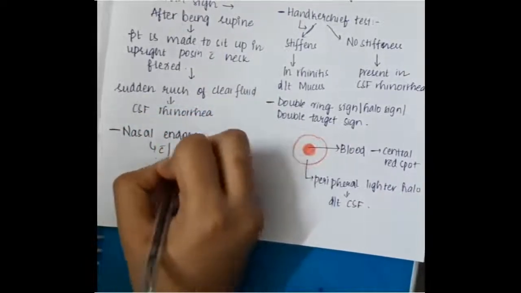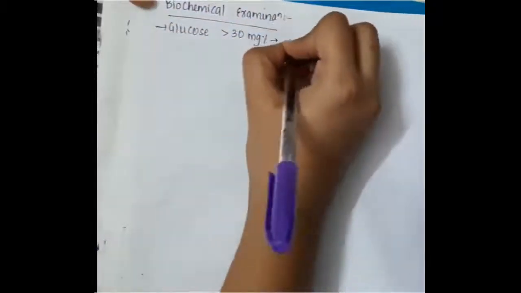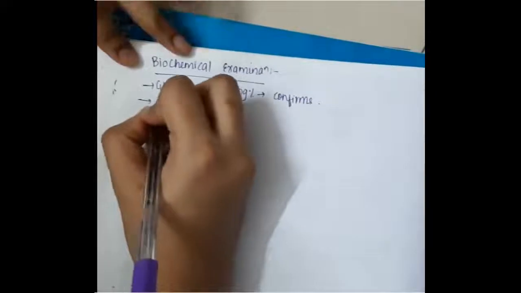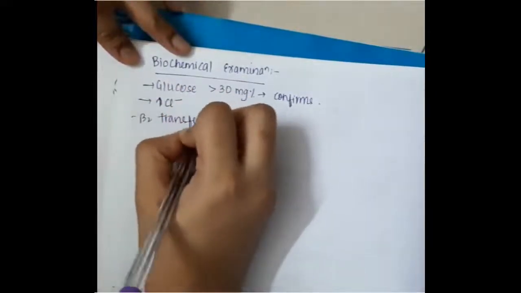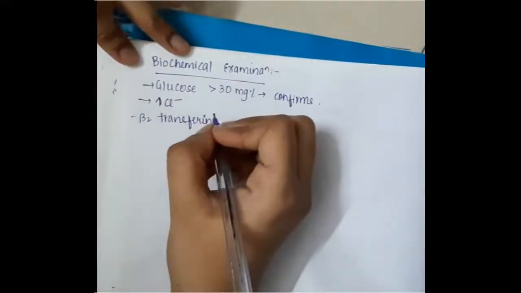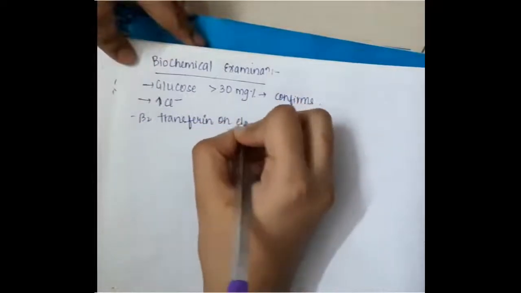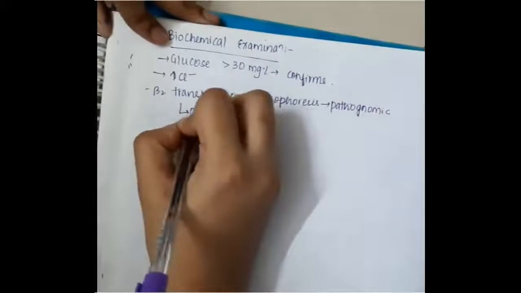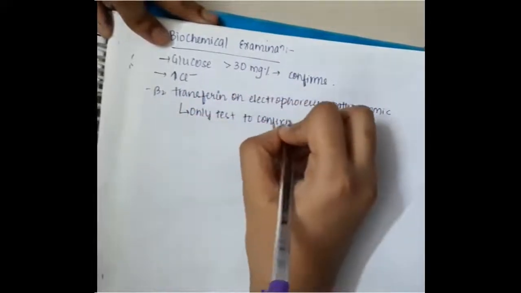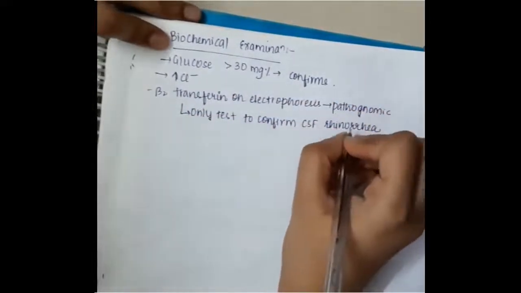One more diagnostic feature is nasal endoscopy with fluorescein dye. Then on biochemical examination, glucose more than 30 milligram percentage will confirm it is CSF. In CSF you will see increased chloride, and you will also see the presence of beta transferrin. If you see beta transferrin on electrophoresis, then this is pathognomonic. This is the best test available to confirm CSF rhinorrhea.